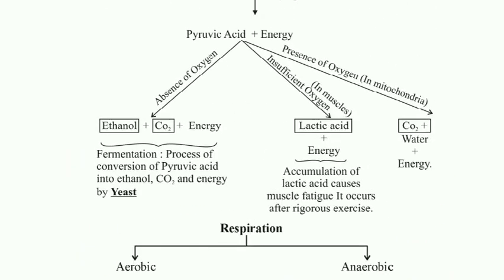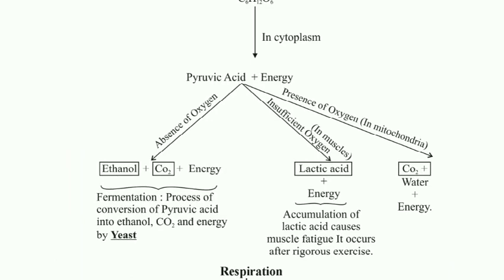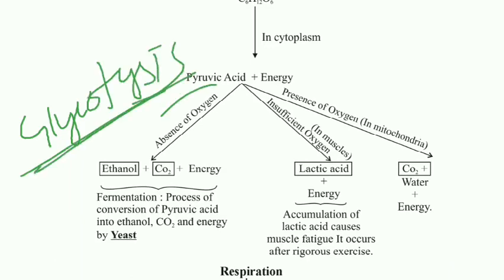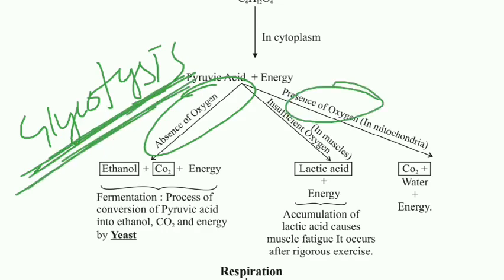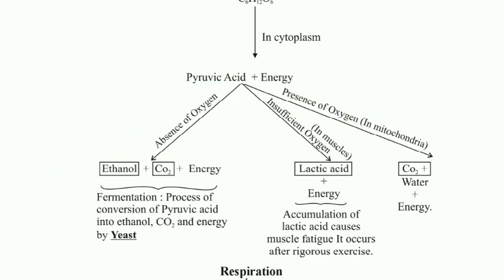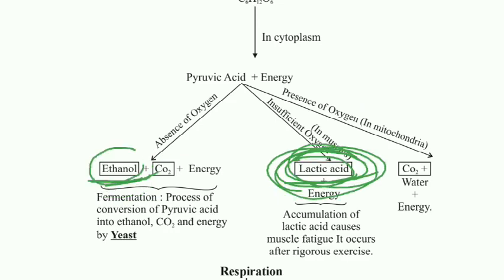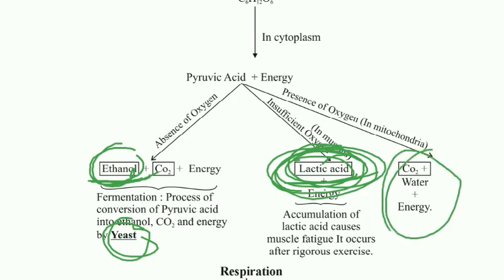Okay, now in aerobic respiration or anaerobic respiration, the glycolysis process is common in both the processes, either in the absence of oxygen or the presence of oxygen. Glycolysis is common to all. So note this, glycolysis is the common process for both aerobic and anaerobic types of respiration. In anaerobic respiration, there is either formation of ethanol or lactic acid. Ethanol is formed in yeast and lactic acid in muscles. And in the presence of oxygen, carbon dioxide, water, and energy are formed in mitochondria generally.